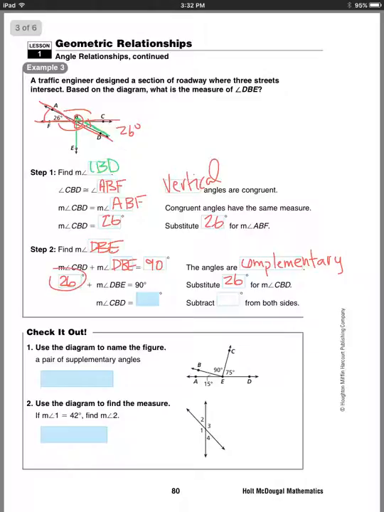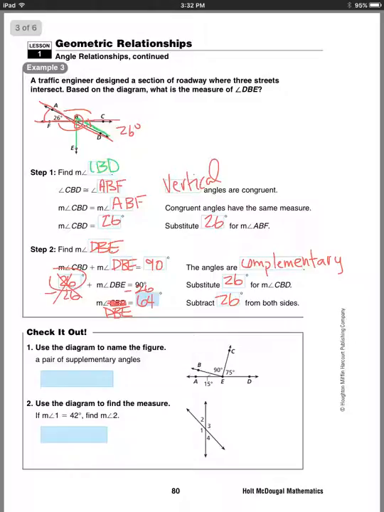So we're going to subtract 26 from both sides. So we're going to subtract 26. That's going to get angle DBE alone. And this is incorrect. This should be DBE. I got confused for a second. And 90 minus 26 is 64 degrees. So DBE measures 64 degrees. Okay?